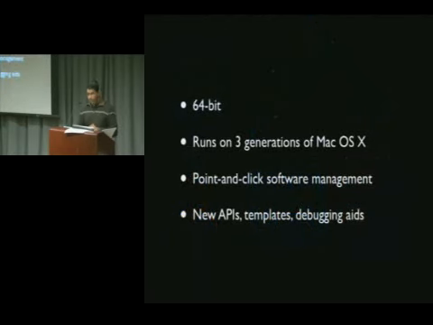So to recap: 64-bit throughout, runs on 3 generations of macOS 10, really easy to manage, install, and uninstall, and new APIs, templates, and debugging aids. Now, I mentioned that we have this bunch of APIs, low level, high level, and higher level, and I also said that one of them is specific to macOS 10. The other 2 are supersets of the ones that are on Linux.